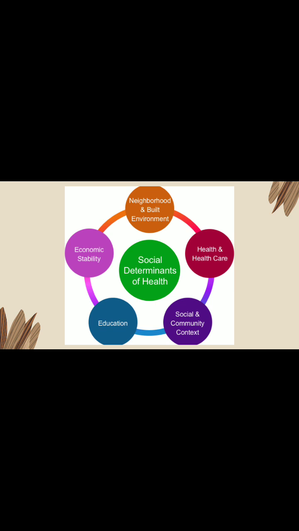Fourth is neighborhood and built environment. Everyone should be able to live in a safe neighborhood where it is easy for them to make healthy choices. Safe and healthy neighborhoods have access to parks and safe sidewalks for walking and recreation, access to stores where healthy food is always affordable and available, and safe and reliable transportation.